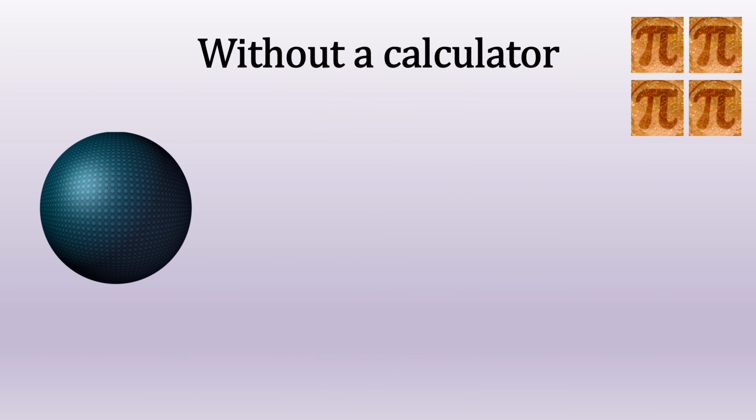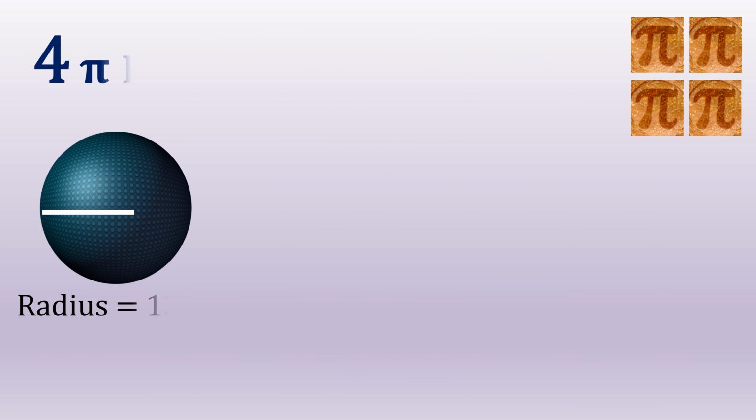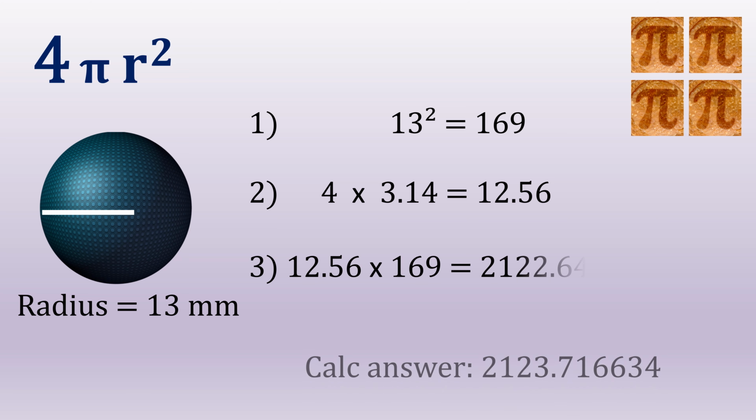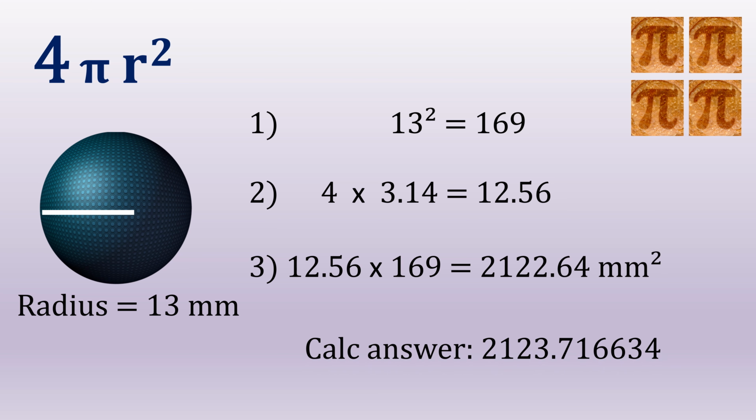So without a calculator, here's our formula, 4 pi r squared. First thing I would do is square the radius, giving us 169, and then times 4 by 3.14, which is 12.56. Multiply these two answers together, and that would give us 2122.64 millimeters, and then we would square the unit.